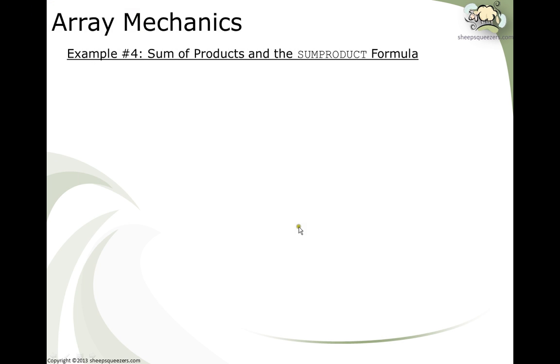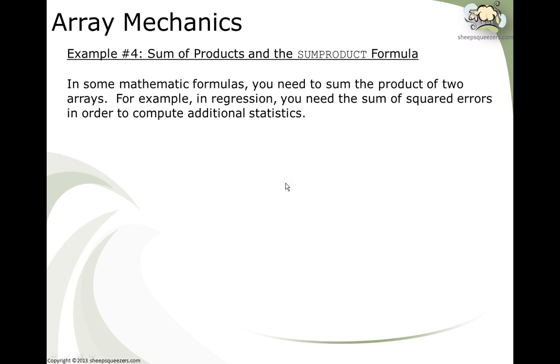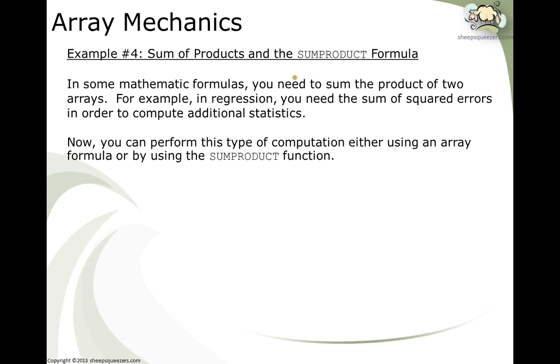Example number 4, sum of products and the sum product formula. So in some mathematical formulas you need to sum the product of two arrays. For example, in regression you need the sum of squared errors in order to compute additional statistics. Now you can perform this type of computation either using an array formula or by using a sum product function which Excel provides for you, which is nice. In a pinch you can use the sum product function.